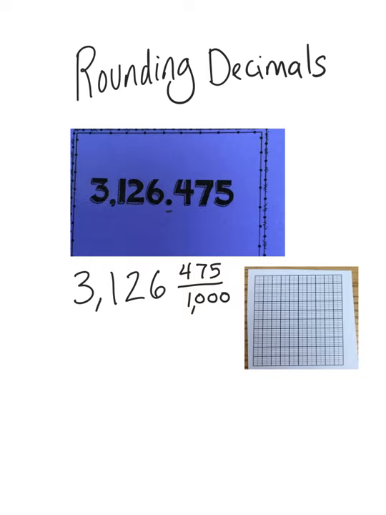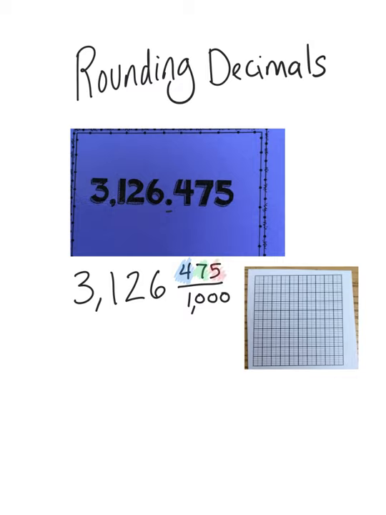Picture, if you will, 3,126 of these squares all completely filled in. That will represent our whole number. And then after all of those completely filled in squares, we have 475 out of 1,000 filled in here on this thousands grid. So to represent that on my grid, I need to shade in 4 tenths, 7 hundredths, and 5 thousandths.